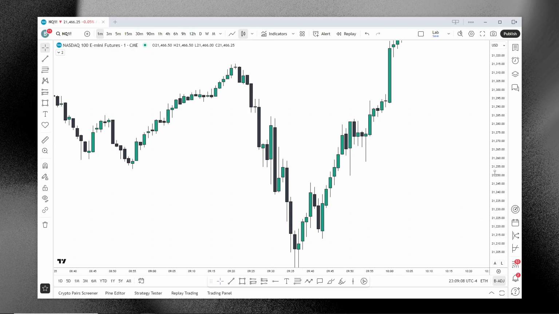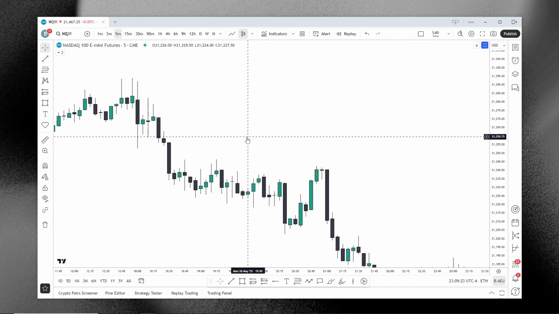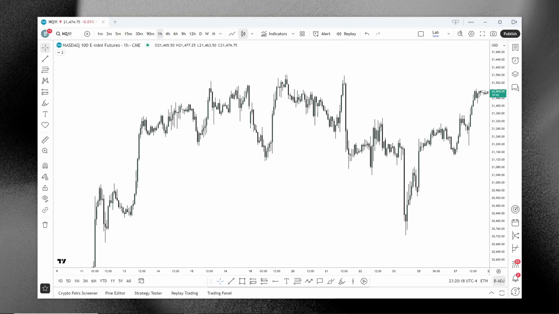Of course, as I said before, you could make a case for finding a breaker block on a lower time frame, but sticking to this time frame, there are no breaker blocks within this leg until you get above this high, which this will be a 5 minute breaker block.